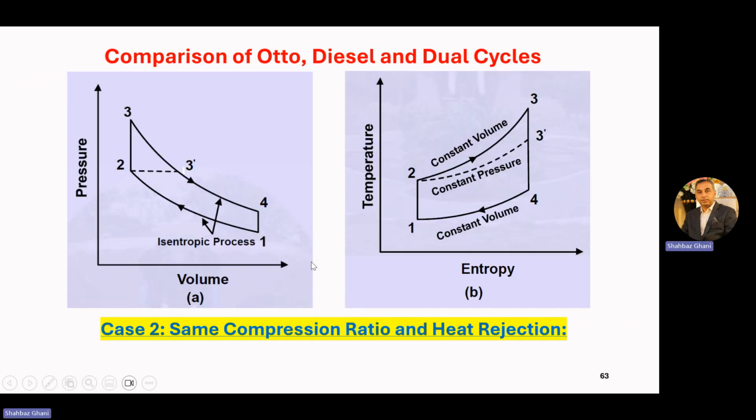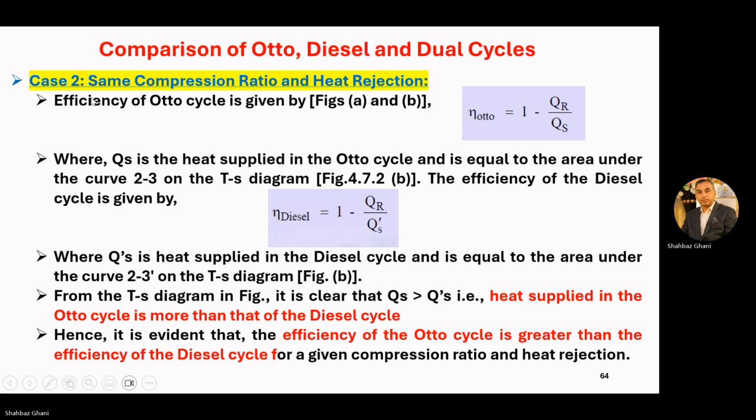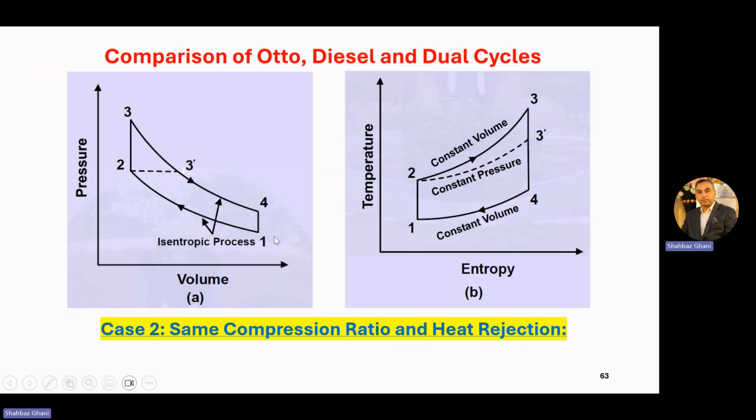Now, in the second case, we have the same compression ratio and heat rejection. Okay, so process 4 to 1 is the same and RC is the same. So let's see. In this case, the efficiency of the Otto cycle is given by a figure which is shown here.